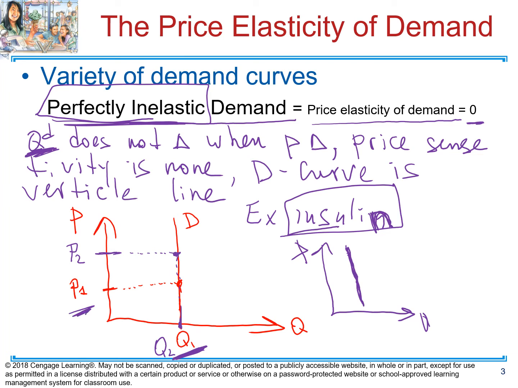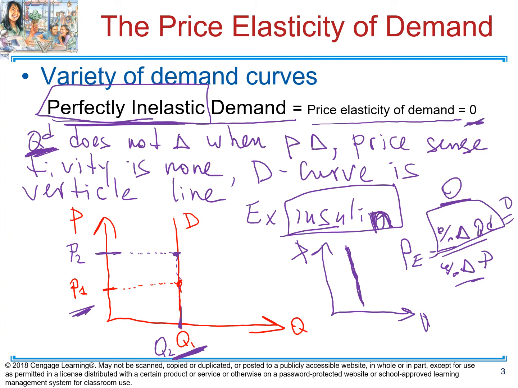And again, guys, remember, if we're going to use this formula, price elasticity equals the percentage change in quantity demanded over the percentage change in price. Then if quantity demanded doesn't change, remember, this number is 0. If you take 0 and divide by any number, what are you going to get? You're going to get 0. So therefore, your price elasticity is equal to 0.